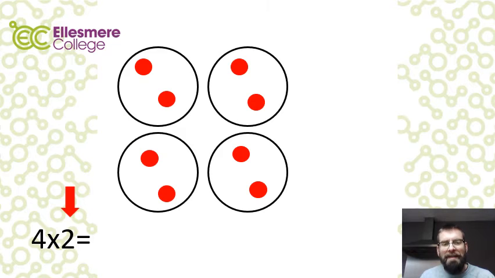The next job is to count up how many dots we've got in total. So 4 lots of 2. We've got 1, 2, 3, 4, 5, 6, 7, 8. So we know that 4 times 2, or 4 lots of 2, is 8.